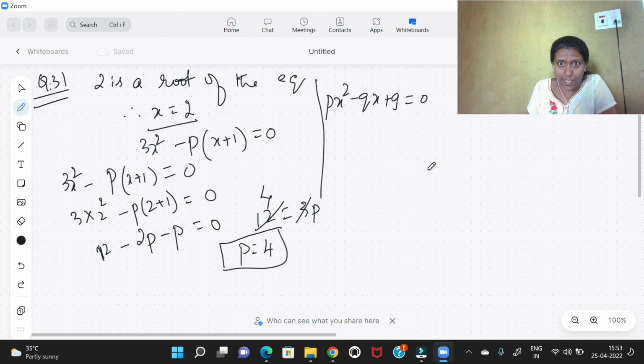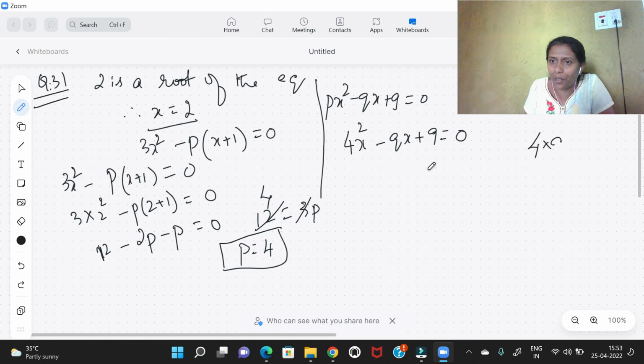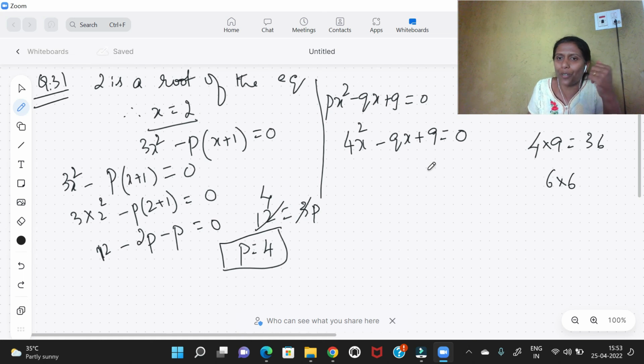Next, what they are asking is px square. So instead of p, let us say it is 4x square minus qx plus 9 is equal to 0. The twist here is that we don't know how to find the factors because the b is unknown here. But the thing is, they said they're supposed to be equal roots. So now let us find out 4 into 9 is equal to 36 and find the factors. Since they are equal roots or equal factors, it is nothing but 6 into 6. So substitute the same thing here.